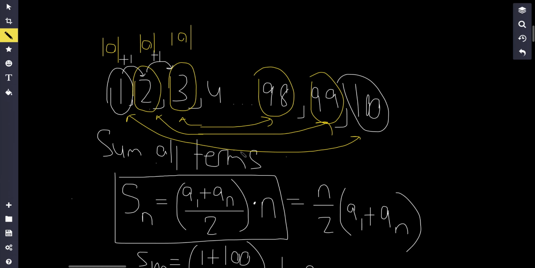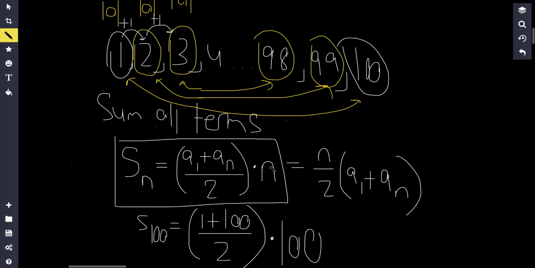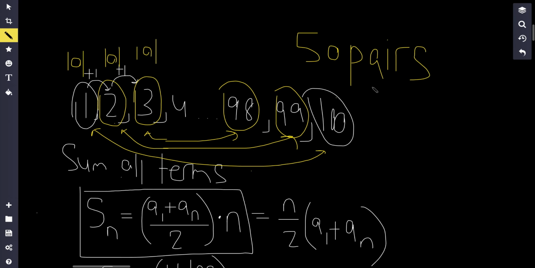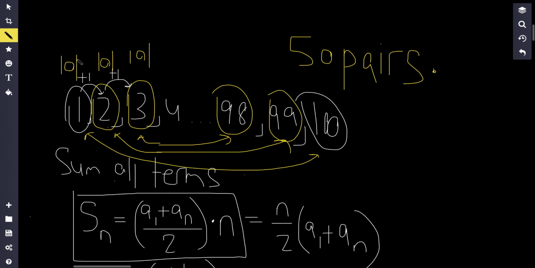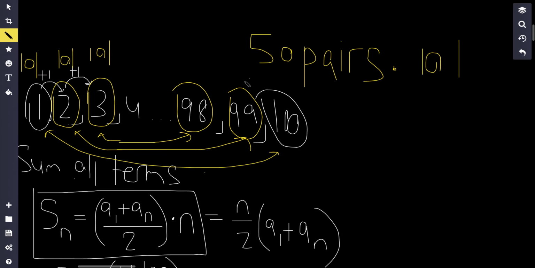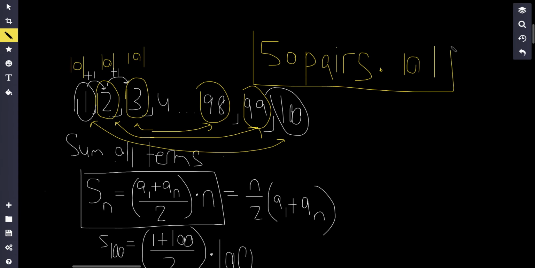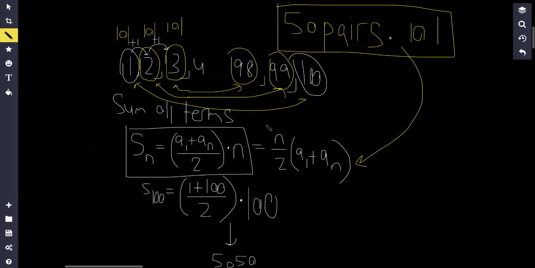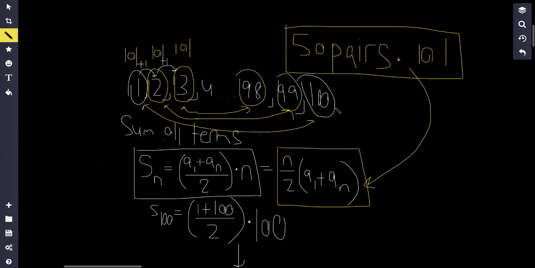So notice how if I keep doing this, I know that I have 100 terms. If I pair these numbers up together, I would get 50 pairs. And we know that each pair has a value of 101. So 50 times 101 gives us the same answer as before, 5,050. And this is actually where this formula comes from. This n divided by 2 times a sub 1 plus a sub n; you can see how this formula fits what we did right over here.